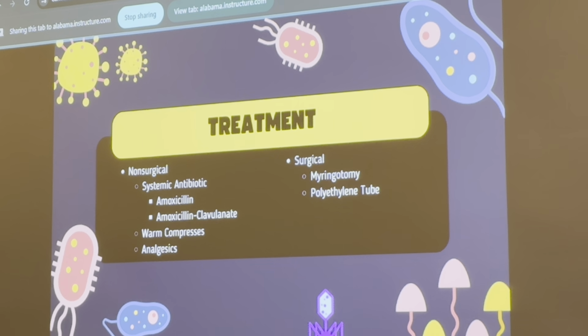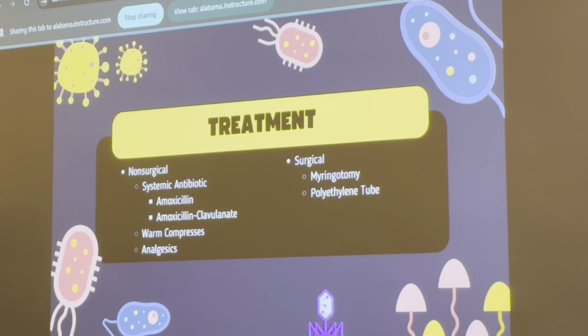Anyway, some type of analgesic. So what's an example of an analgesic? Tylenol is a good one. What else? Aleve. Ibuprofen's a good one, so it can have a fever reducer aspect to it and can also help reduce some inflammation.